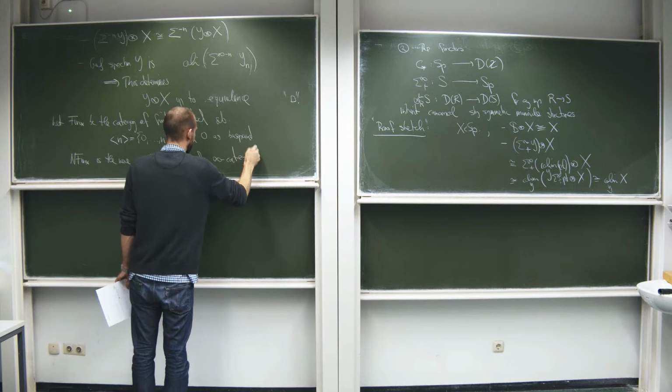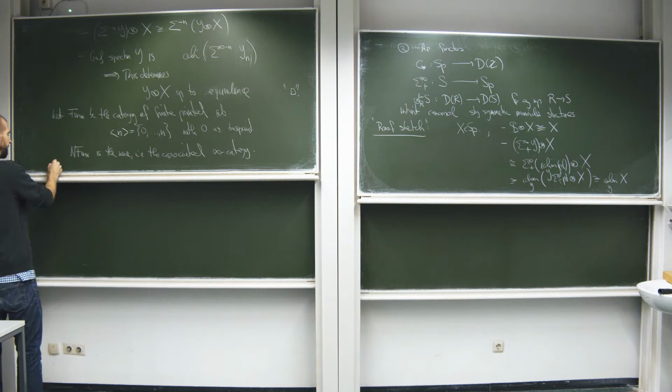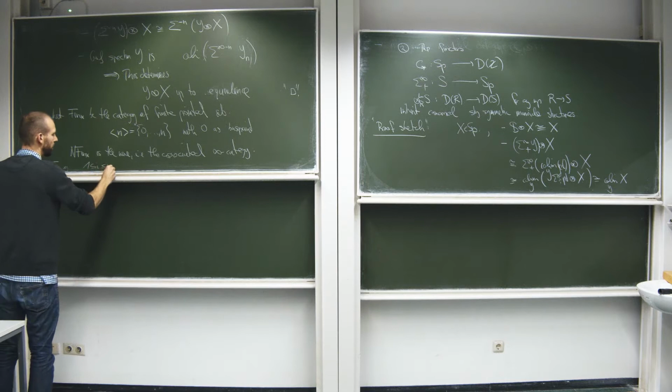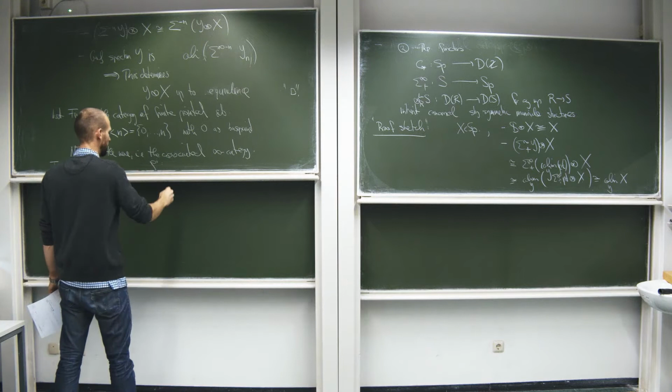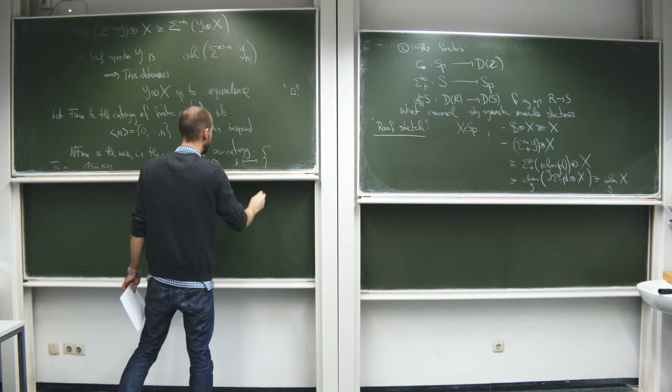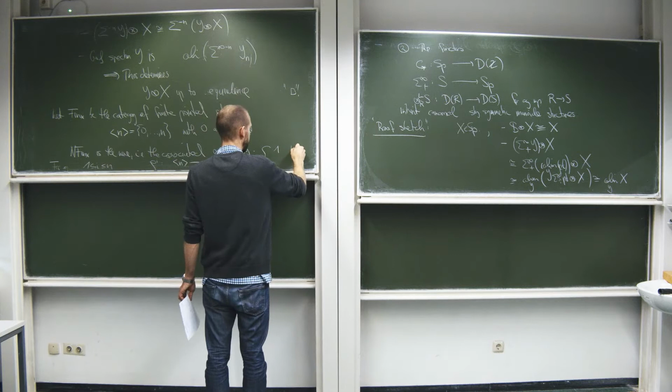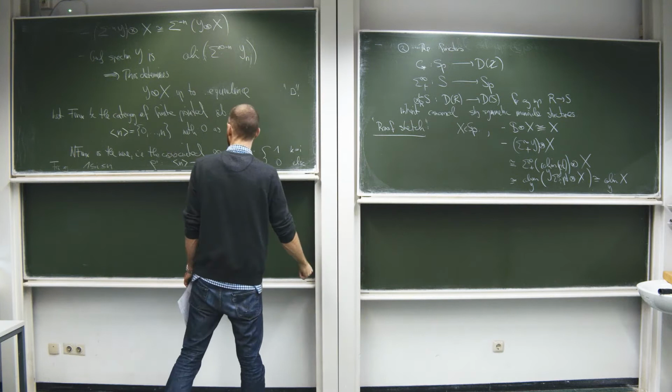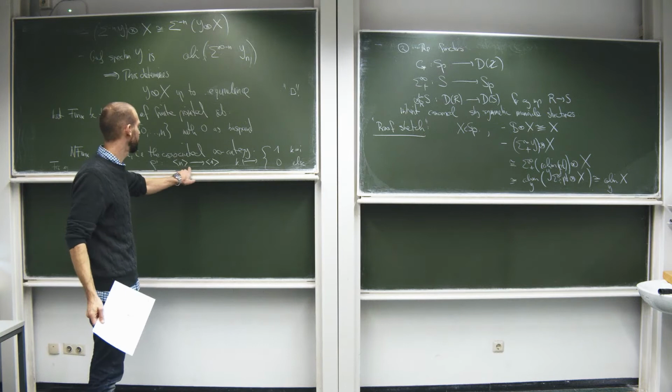And now for every i between 1 and n, there's a specific map that I call rho_i, which goes from the set n to the set 1. And what does it do? It sends k to 1 if k is equal to i, and to 0 else. So it's exactly the map which sends everything to 0 except for a single element, and that's i.